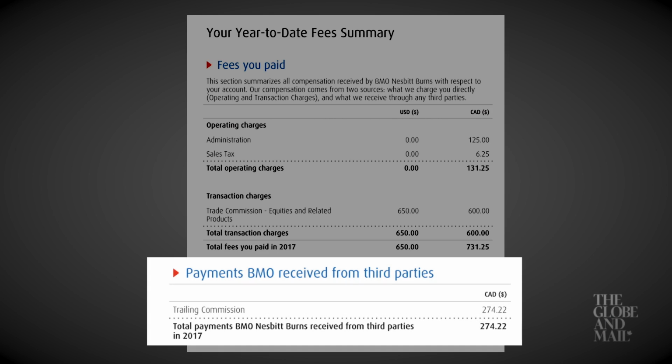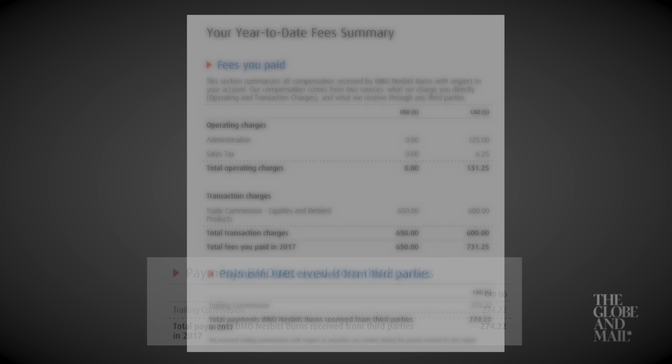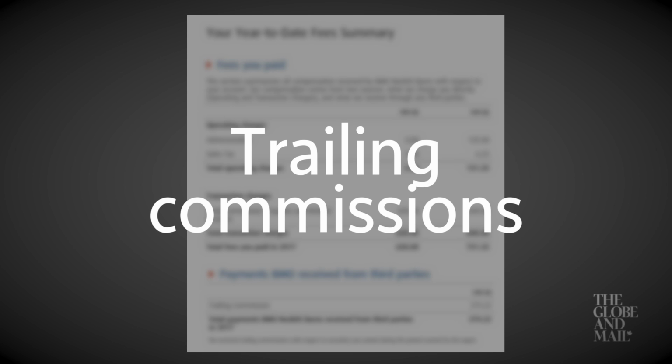In many cases, there will also be a third section for fees that you did not pay directly, but were received by your financial firm from other parties, like mutual fund companies. These payments are known as trailing commissions. While these payments aren't taken directly out of your account, it's important to understand the amount your firm, some of which is shared with your financial advisor, is being paid to sell these funds.